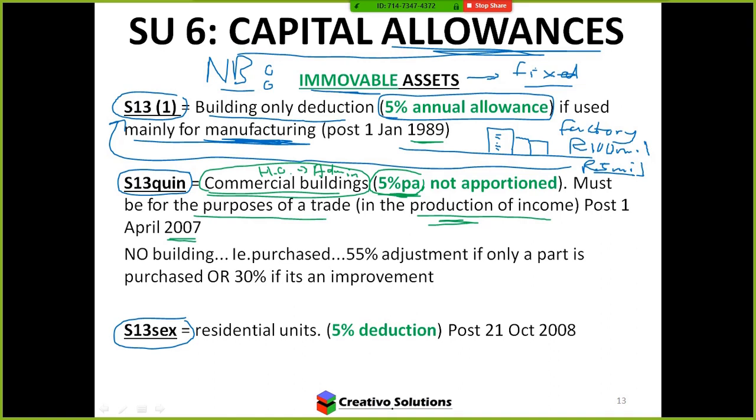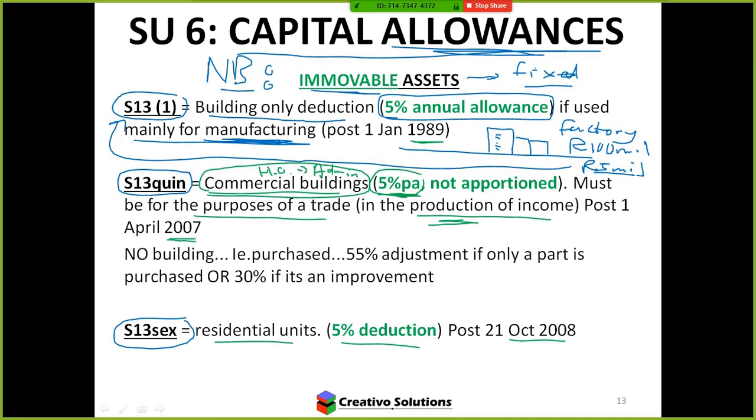Then the same thing can apply for residential units, but again, only after 2008. And the same deduction applies. It's 5%, 5%, 5%. We just need to remember what type of building it is. Is it manufacturing, is it commercial, or is it residential? And then we need to remember the dates. Sometimes those questions in the past paper will give you a date.